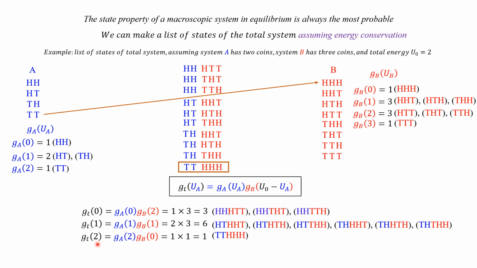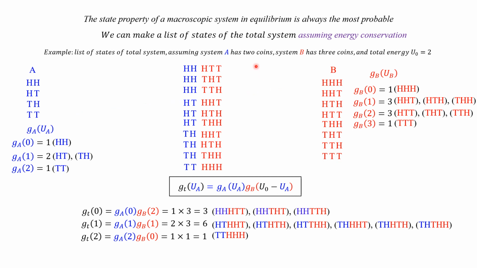And if we do the same for 2 units of energy in system A, we find that there is only one state of the total system where system A has 2 units of energy, because we have only one state in system A having 2 units of energy, and this state can combine with only one state of system B, because only one state of system B has the complementary energy, which in this case is 0. So in general, the multiplicity of the total system evaluated at the energy UA is given by the multiplicity of system A evaluated at the same energy times the multiplicity of system B evaluated at the complementary energy.